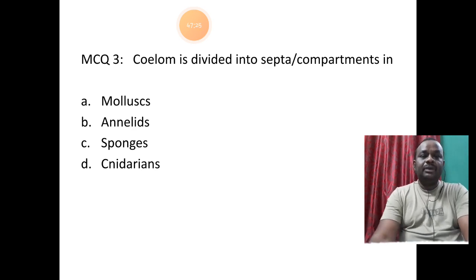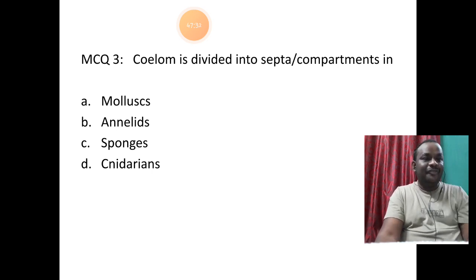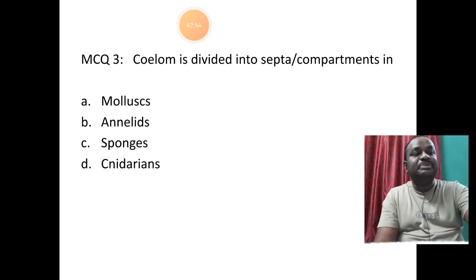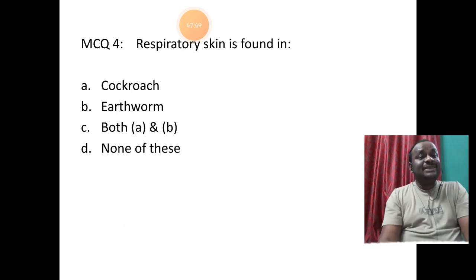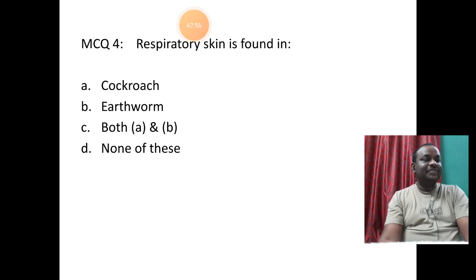The next MCQ. Coelom is divided into septal compartments in the following animals. So this condition we call metamerism. So metamerism is related to which animals here? Mollusks, sponges, cnidarians and annelids. So definitely answer B, annelids. Respiratory skin is found in cockroach, earthworm, both A and B, that is cockroach and earthworm, none of these. So answer is B, the earthworm.